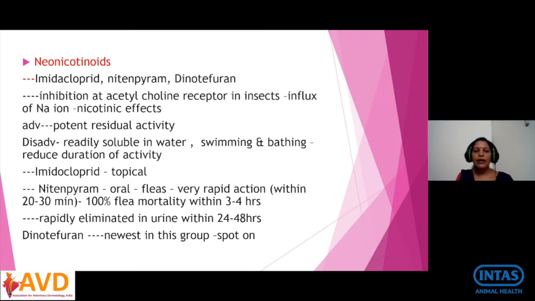Nitenpyram can be used as an oral product. It is used for fleas, with very rapid action; within 20 to 30 minutes it will show the action. 100% flea mortality can be seen within 3 to 4 hours. It is also rapidly eliminated from the body within 24 to 48 hours. Dinotefuran is the newest group in this, and it is used as a spot-on.